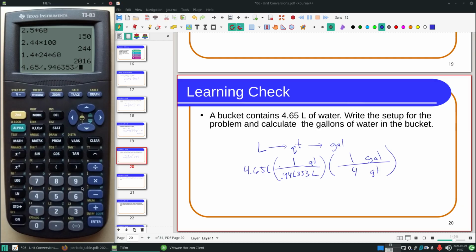And then divide by 4. And I get that that is about a gallon with 3 significant figures, so this should be 1.23 gallons.